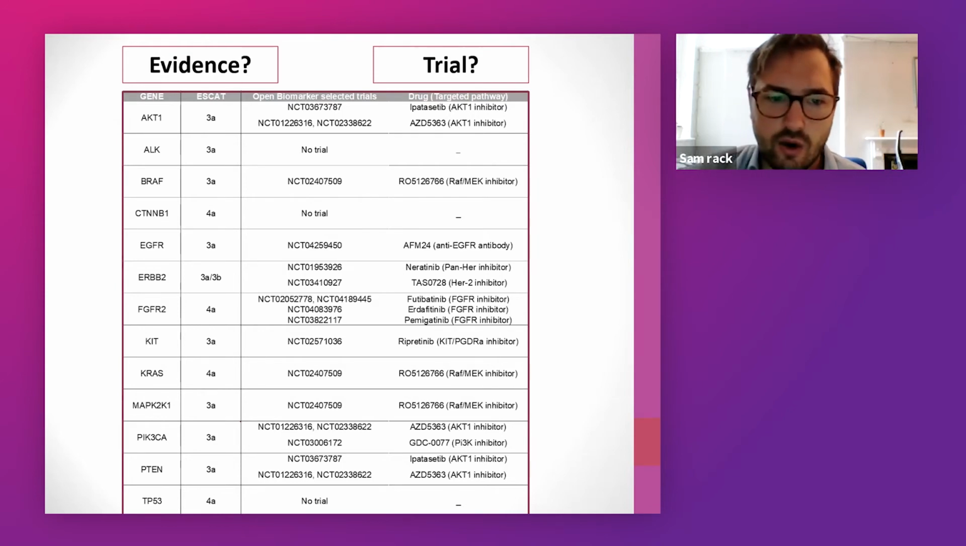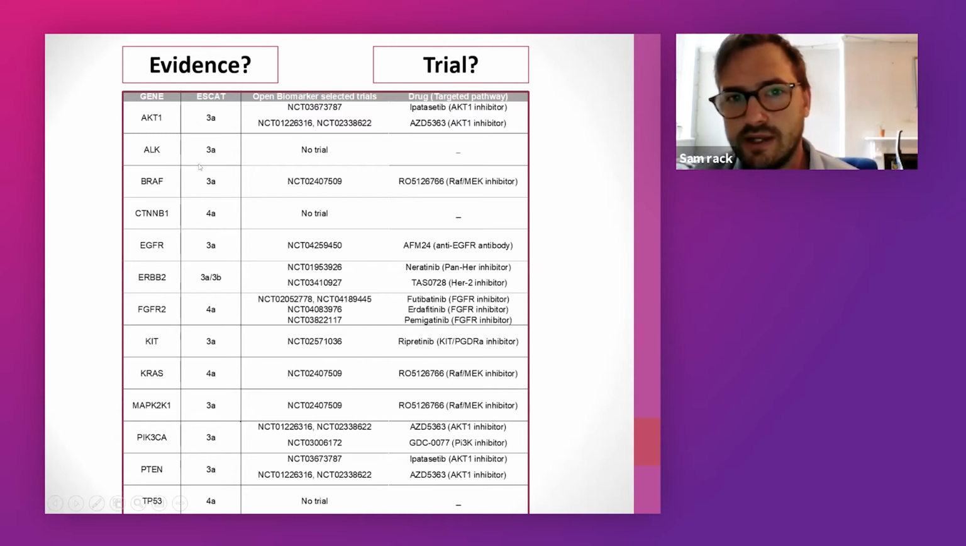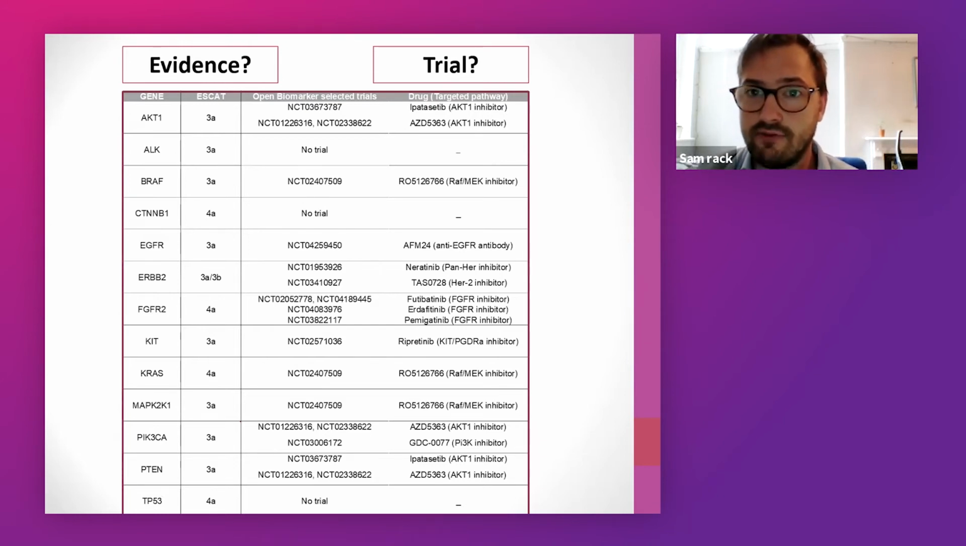It's a 1 to 5 scale, and 1 means that this is a target that has a drug which has passed all regulations in big phase 3 trials and is shown to improve the overall survival of individuals with that change. Then 2 is that it's shown to have a clinical benefit, but it's not yet reached its endpoint of whether it changes the overall survival.